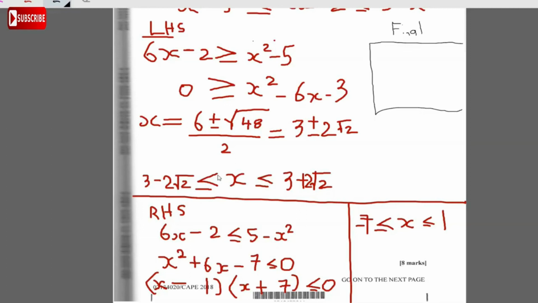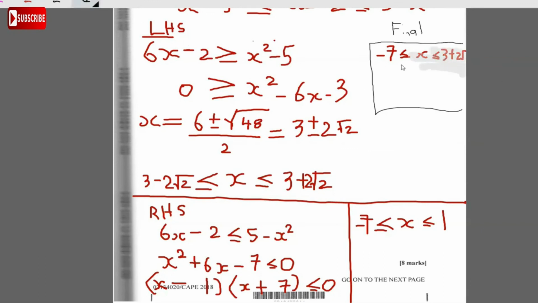That's 0 point something, and 3 plus 2 root 2 is 5.83. So what will be the final solution? The final solution will be from the lower value, which will be from minus 7 less than or equal to x, and x will be less than or equal to 3 plus 2 root 2. So this is the answer. When you combine these two inequalities, this is what you would get.